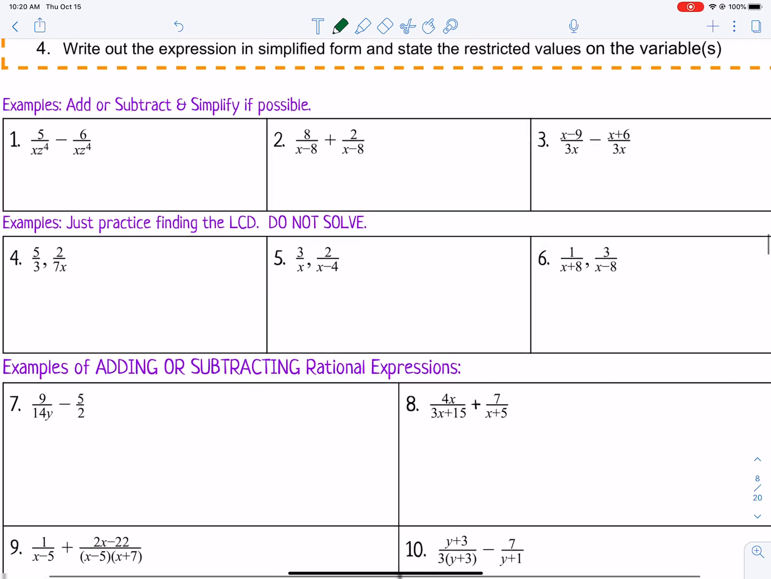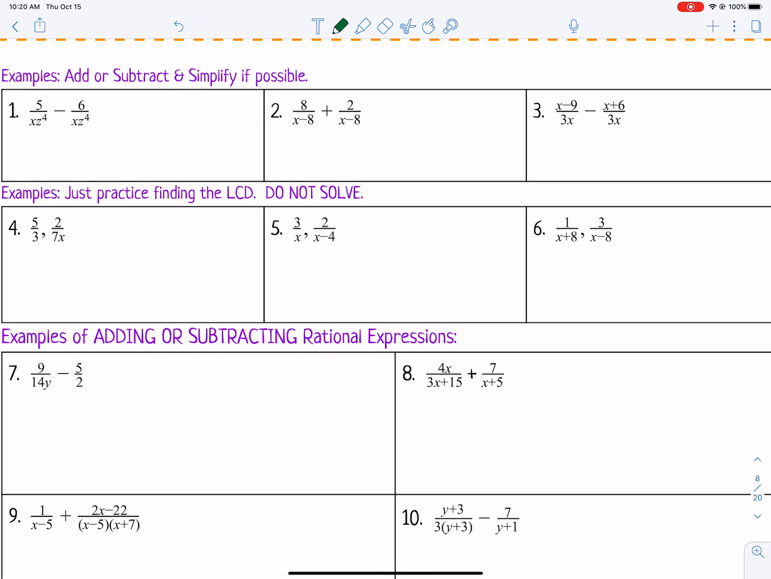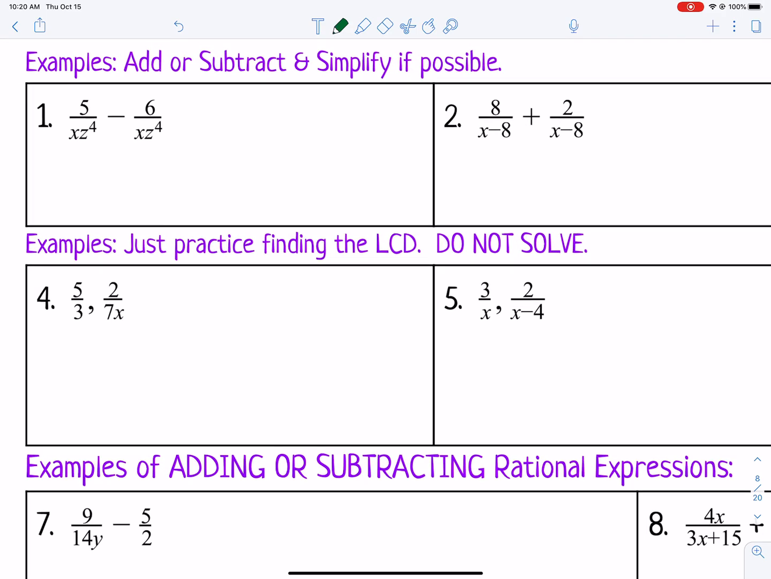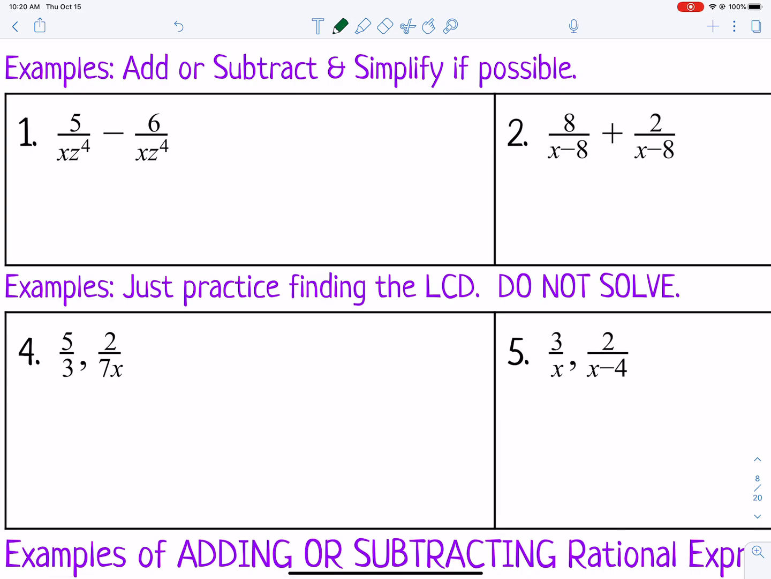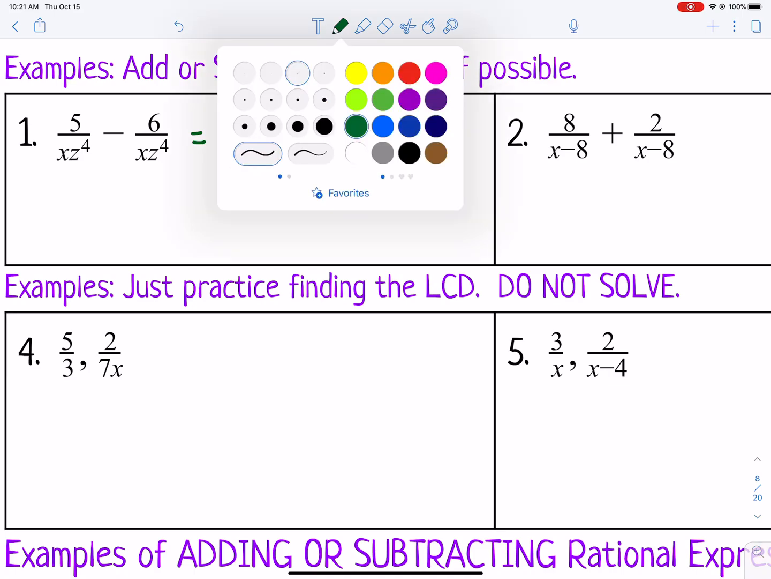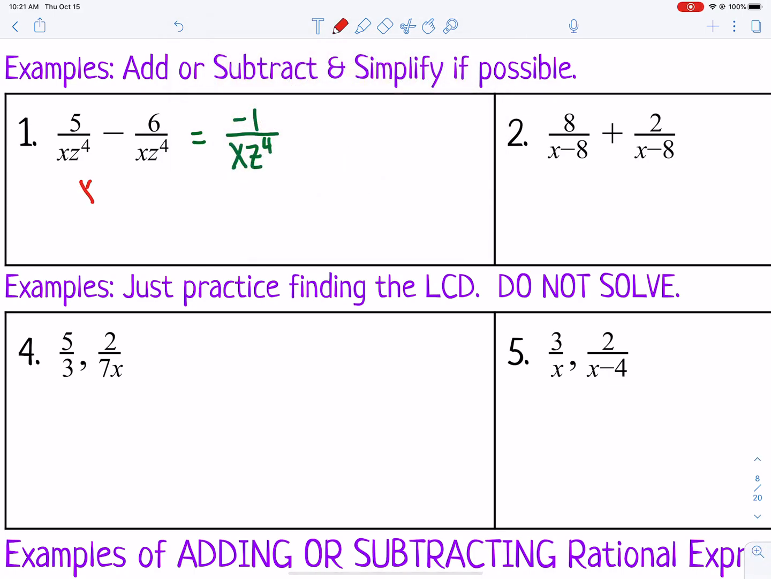So let's look at these first few examples. These number 1, 2, and 3 all have common denominators already. So if you're given a problem like that, you can just go ahead and combine them. Recognize when you don't need to do extra work, and don't do it. So we would just write xz to the 4th because that's our common denominator, and then 5 minus 6 is -1. And then we could state the restrictions, like what would make this denominator equal to 0.